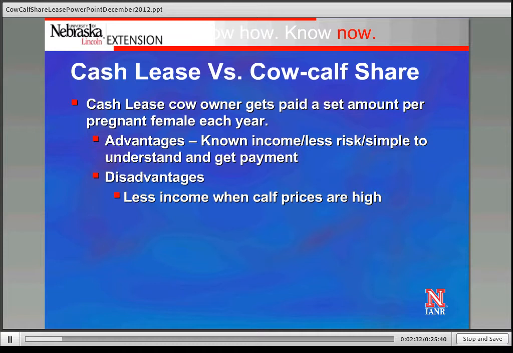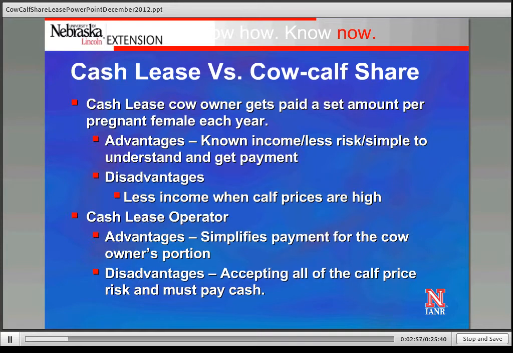The disadvantage to the person in a cash lease who owns the cows is they don't get to participate in the possible production benefits if they have an excellent calf crop and high prices. So they actually may net less income from strictly a cash lease arrangement than they would from a cow-calf share arrangement.